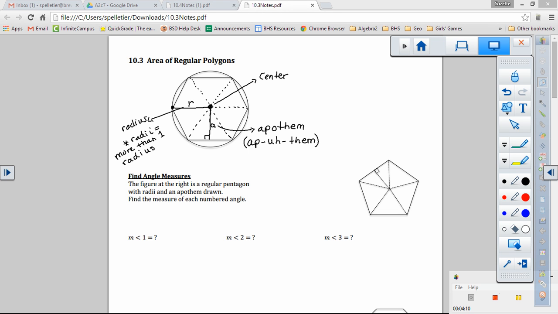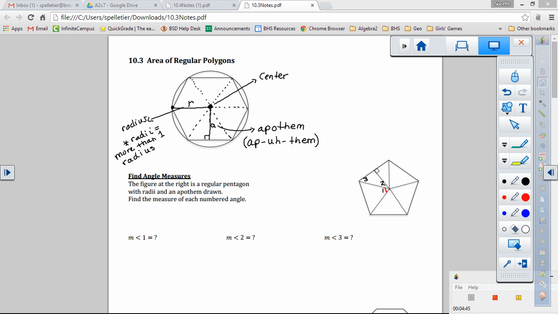So let's talk a little bit about finding the angle measures, though, because this part's really important. Find angle measures. The figure at the right is a regular pentagon with radii and an apothem drawn. Find the measure of each numbered angle. So here you go. Let's number the angles. I want you to put angle number 1 in here, and I want you to call this angle right here number 2, and then this one down here number 3. So angle 1 in red. Let's concentrate on angle 1 in red right now.